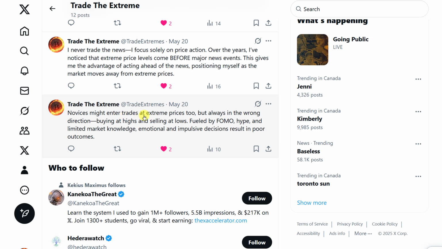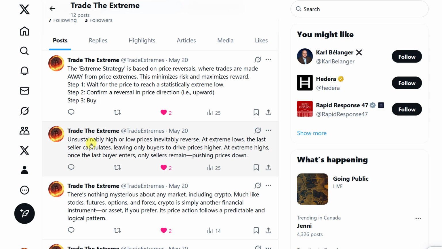Novices might enter trades at extreme prices too, but it's always in the wrong direction. Novices are not independent thinkers. They're followers. They buy at highs and they sell at lows because of FOMO, because of hype, because of their limited market knowledge, because they act off of emotion and impulse. And it inevitably leads to poor outcomes, losses.